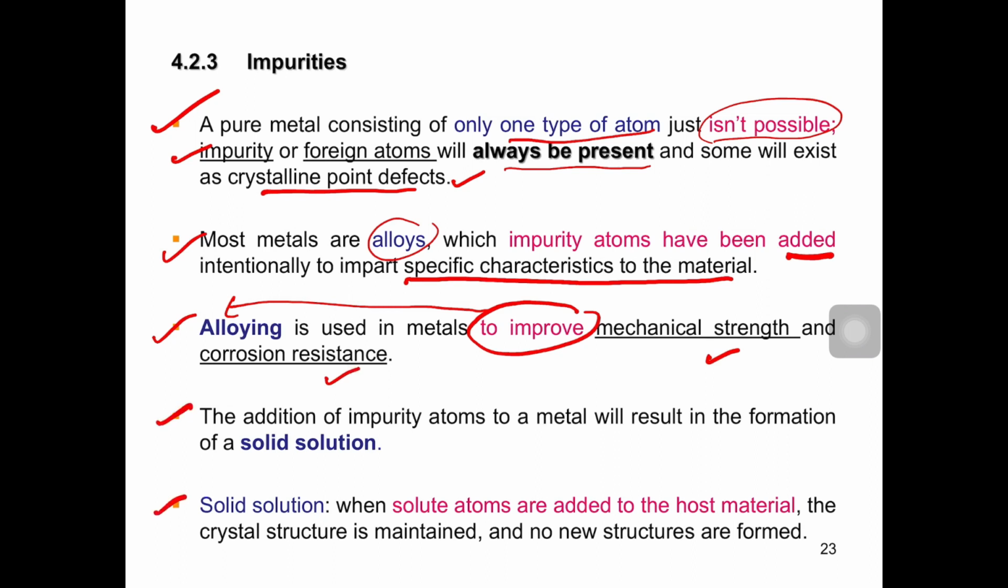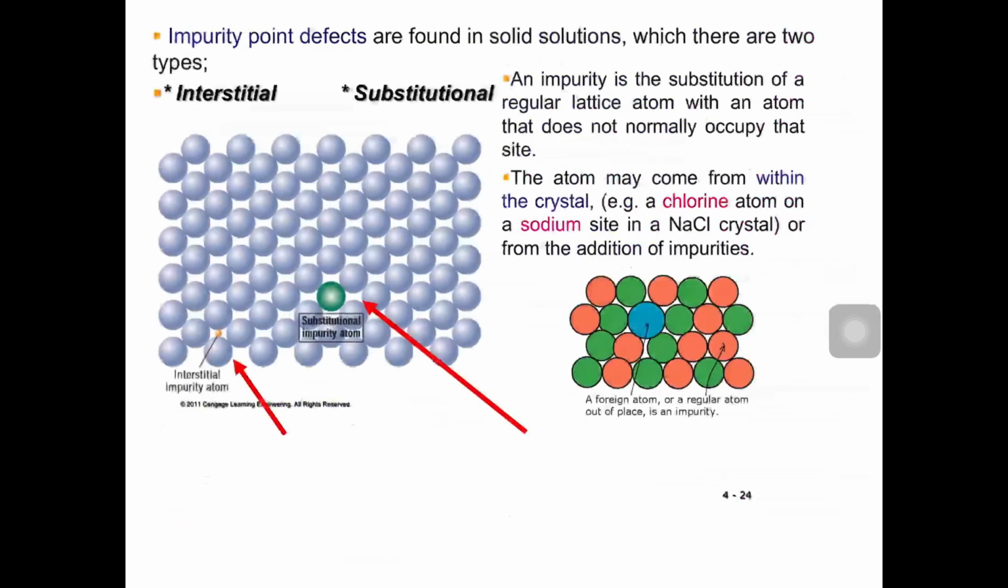What is the definition of a solution? When solute atoms are added to the host material, the crystal structure is maintained and no new structures are formed. Impurity point defects are found in solid solution, of which there are two types. The first one is interstitial and the second is substitutional.